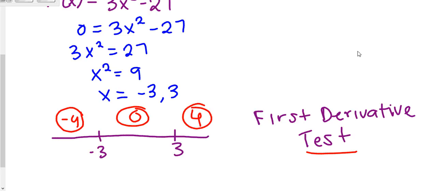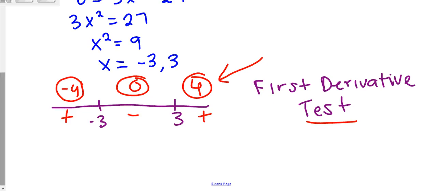Now, the first derivative test involves plugging these test numbers into the first derivative. So, I go back. -4, we have 3 times -4 squared minus 27. We will end up with a positive number. We plug in 0, we have 0 minus 27. We get a negative. And when we plug in 4, again, we get a positive because we're squaring, and then we'll have a larger number minus 27. So we can get a lot of information from this.